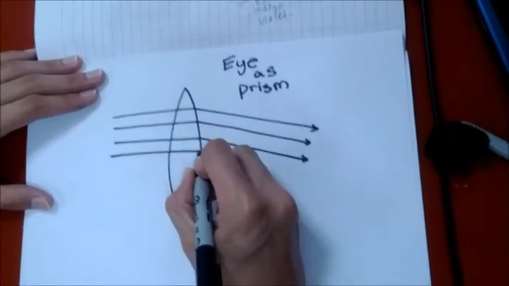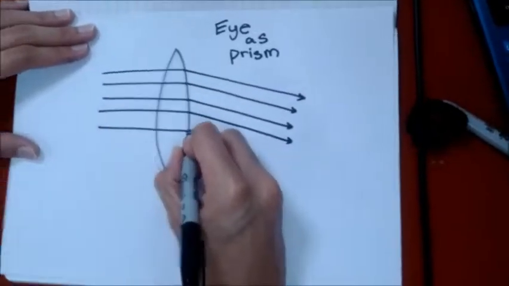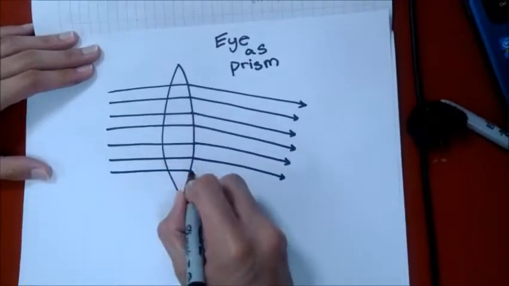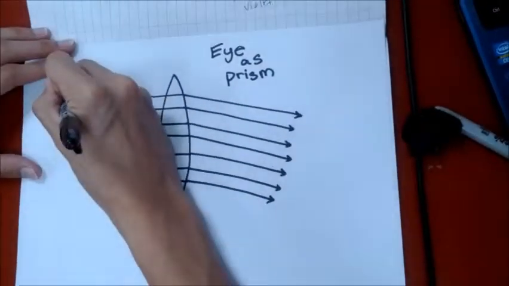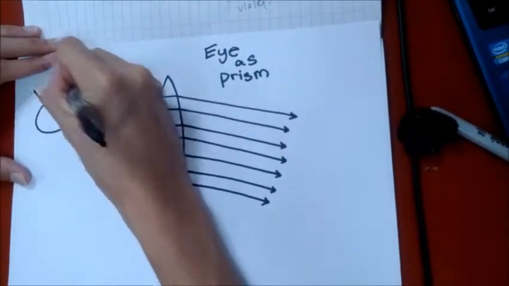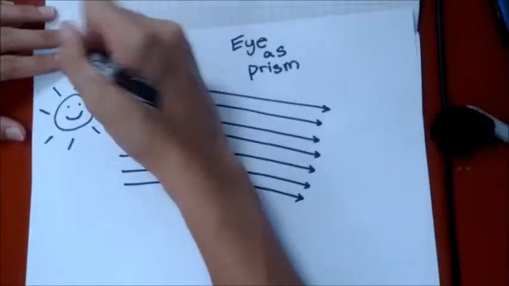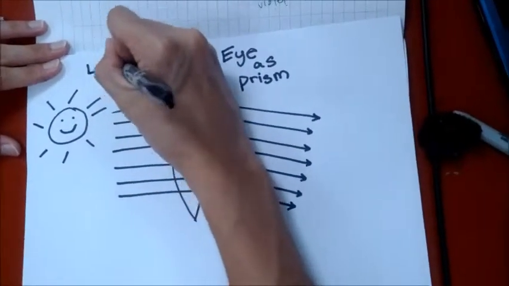The component colors of the visible portion can be separated by passing sunlight through a prism, which acts to bend the light in differing degrees according to wavelength. The colors are red, orange, yellow, green, blue, indigo, and violet.